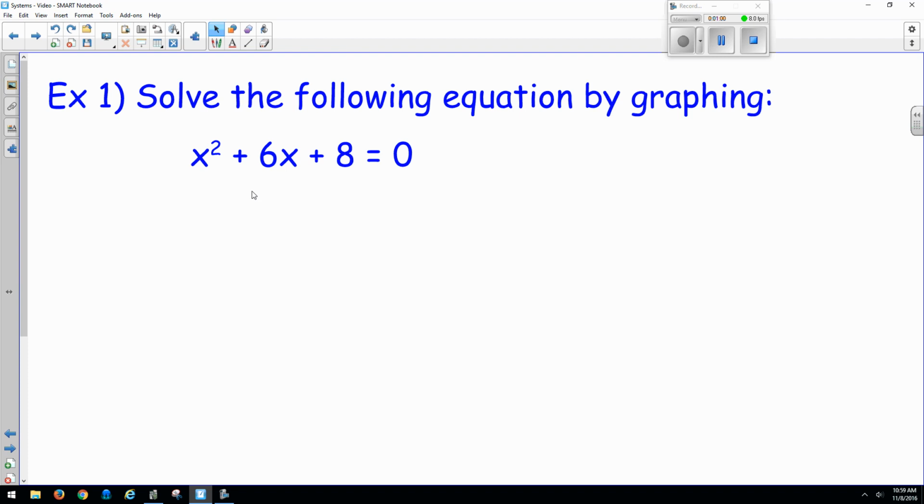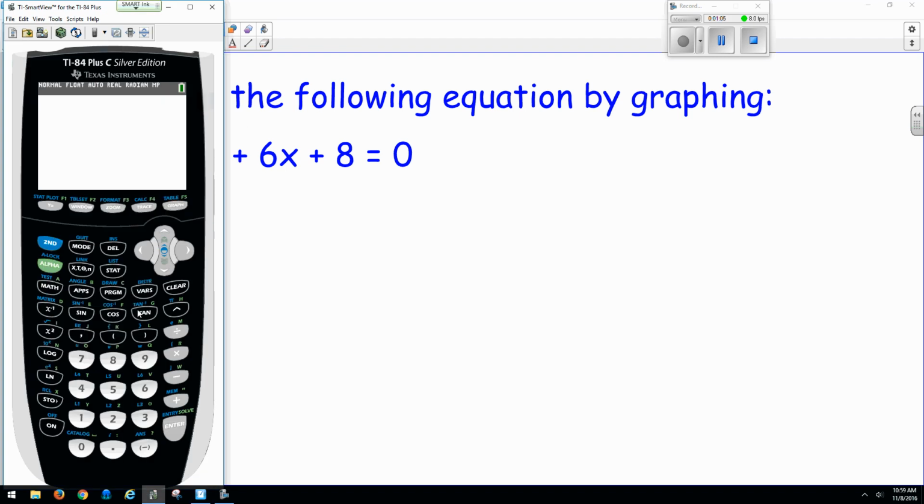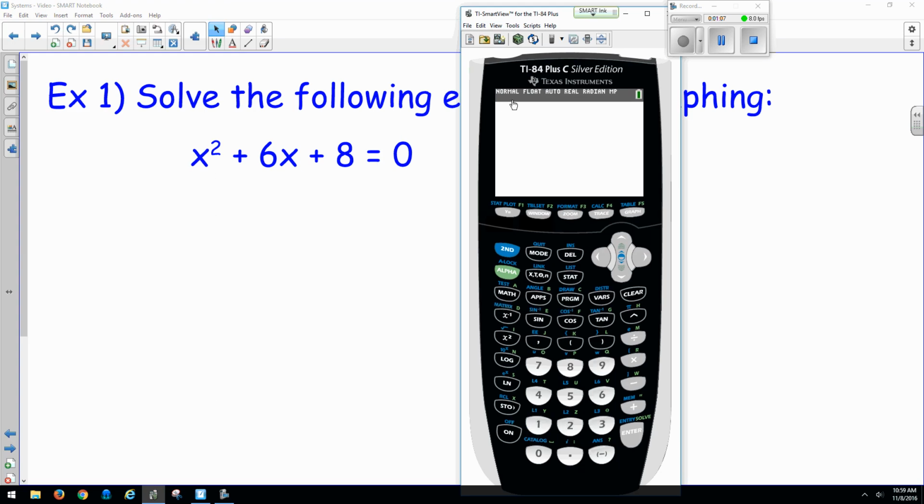So when we want to solve this by graphing, we're going to look at this in the calculator. So open your calculator up, go to y equals, and type this in, x squared plus 6x plus 8. There's a few different ways to figure out what the solution is. First thing I'm going to do is just look at the graph. When I look at the graph, it looks like it's going to cross at -2 and -4, but I wouldn't really trust a graph. I would go ahead and double check.